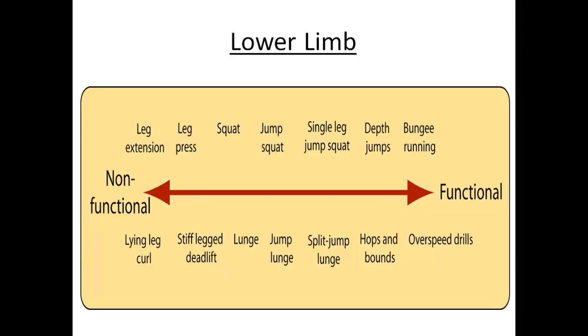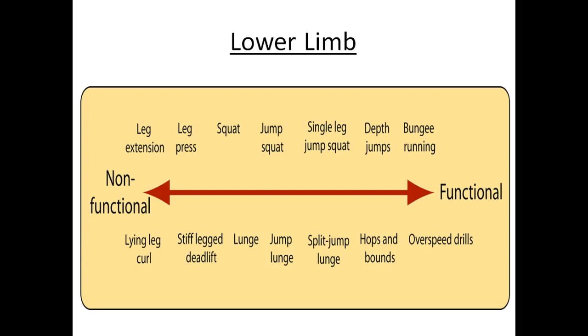So here we are on the functional continuum for the lower limb. So on one side of your screen, you've got things like the seated leg extension or the lying leg curl. Now these are isolated body movements, the leg extension building the quadriceps, the lying leg curl developing the hamstrings. These are really from bodybuilding. Okay, that's not what we want to be doing. And at the other side, you've got highly functional stuff. Okay, things like bungee running, depth jumps, hopping and bounding. Now that's right at the functional end of the continuum.